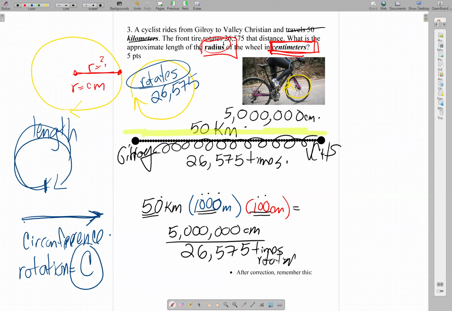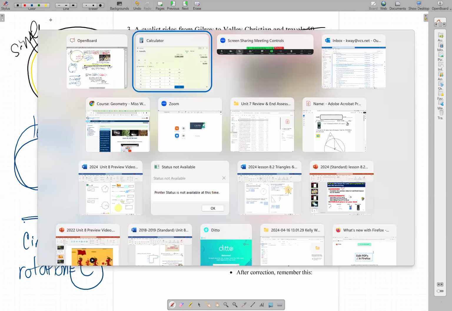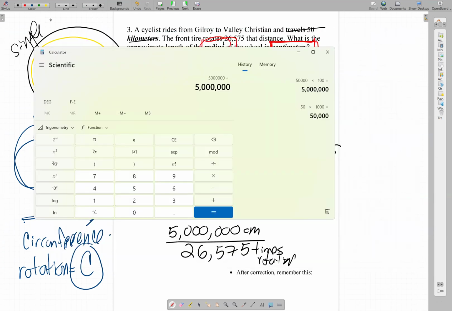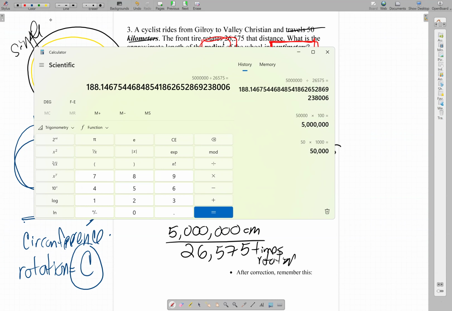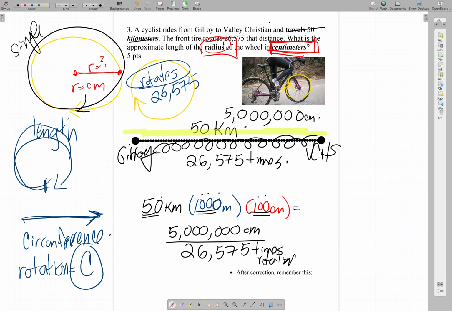So I want to figure out what a single rotation is. I simply divide my distance, 5 million, by the number of rotations. So 5 million divided by 26,575. That gives me my per rotation centimeter distance, 188.15. So in a single rotation, I travel 188.15 centimeters.